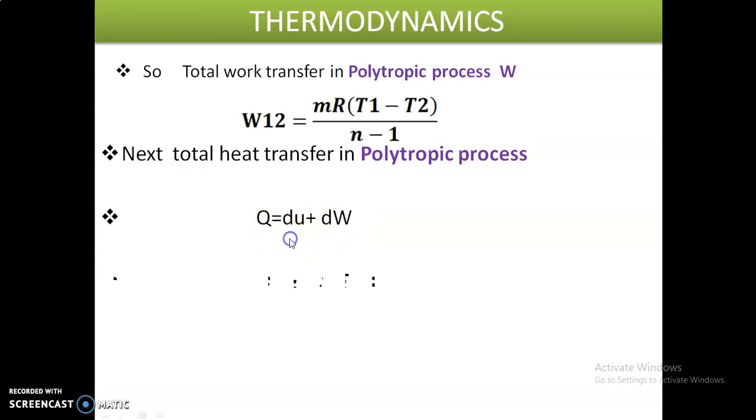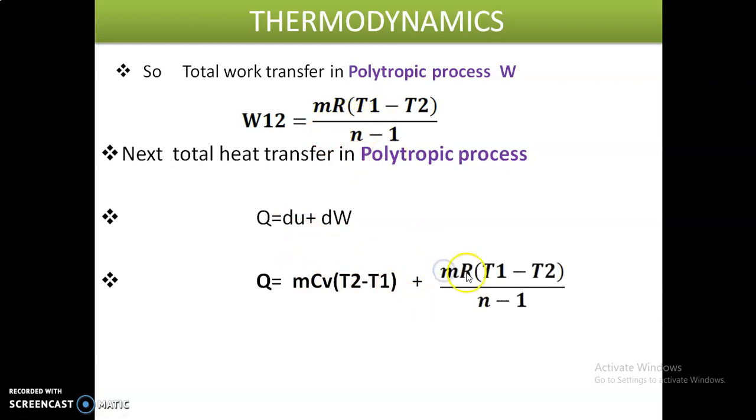So dW is equal to what? mCv (T2 minus T1), and dU is nothing but mCv (T2 minus T1). And what is the dW? This is the dW formula. Substitute that one: mR (T1 minus T2) divided by n minus 1. Okay, so here T2 minus T1, here T1 minus T2.